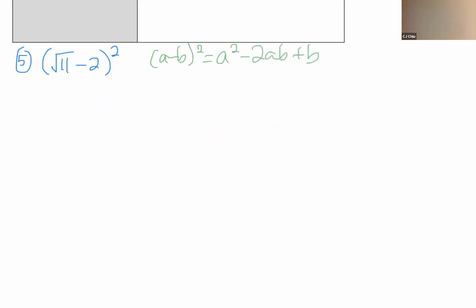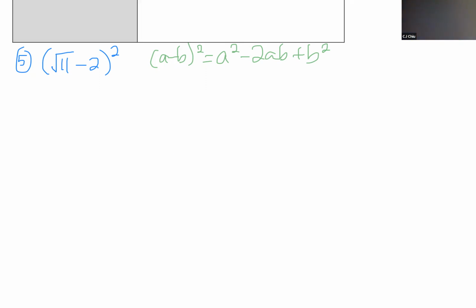What if we were given something like this? Square root 11 minus 2 squared, okay? You can write these two out and then FOIL it, but also remember a plus b squared, or a minus b squared. So kind of like a side note, a minus b squared, don't forget, is a squared minus 2ab plus b squared, okay? But like I said, if you wanted to write it out side by side and then FOIL, that's okay, okay? But let's try.